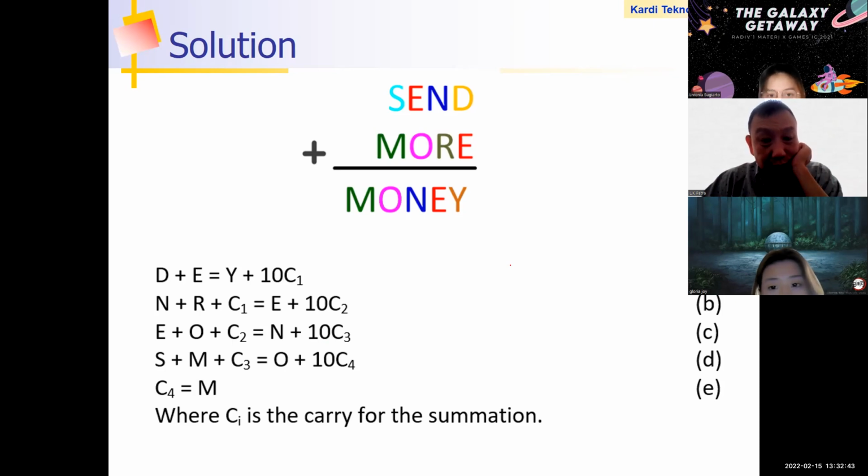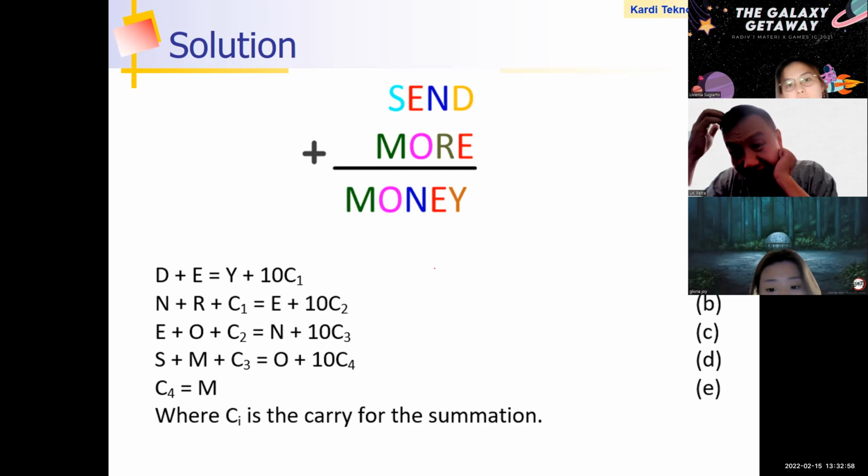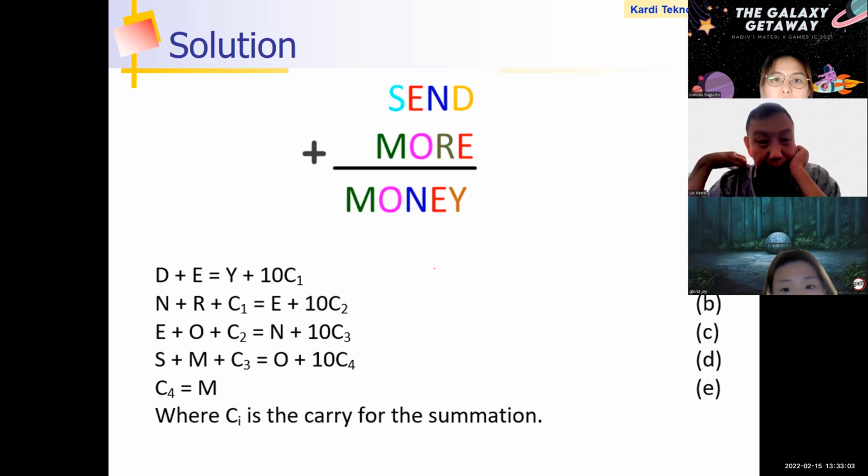So let's just do it this way. D plus E equal Y, right? But there is a carry, right? That carry means multiply by 10, correct? Right? So then 10 times the first carry. So let's call this C1. The carry is C1. And then the second, what do you call that? You get C1 plus N plus R equal E, correct?